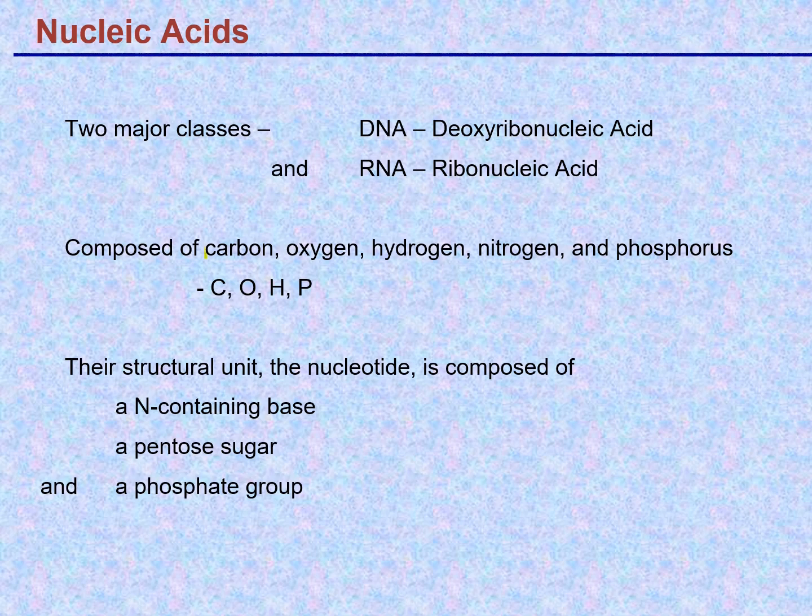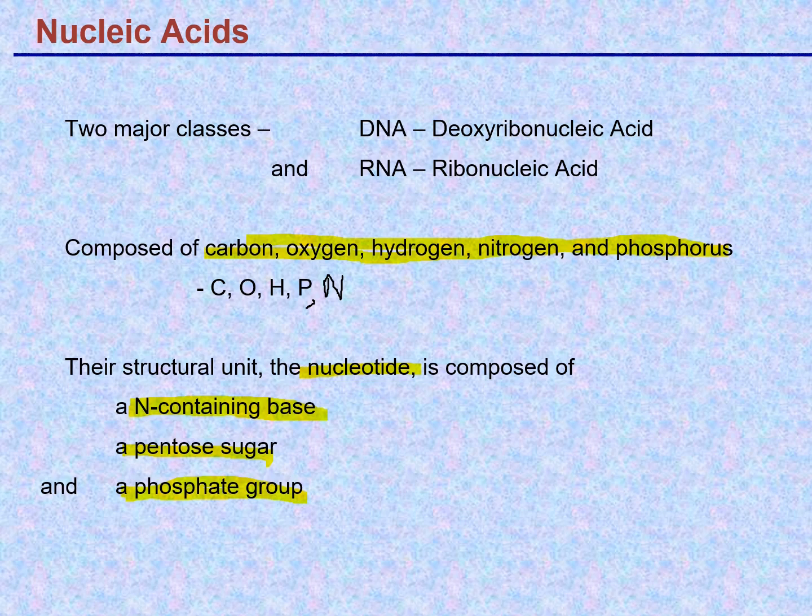Nucleic acids are made of carbon, oxygen, hydrogen, nitrogen, and phosphorus. I've left out nitrogen here, but you could add it. Let's see, nitrogen. Right there. Okay. The basic structural building block, or monomer, in nucleic acid polymers is a nucleotide, and the nucleotide is made up of a nitrogen-containing base, a pentose sugar, and a phosphate group.